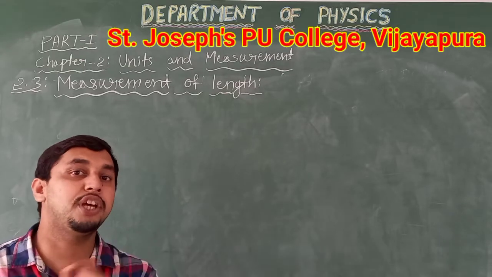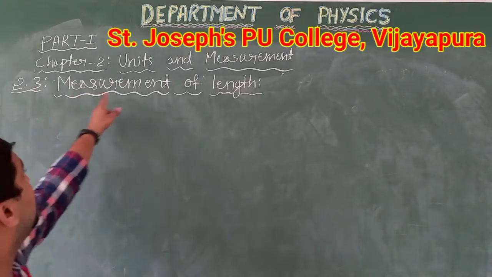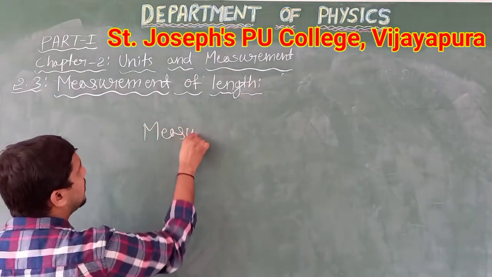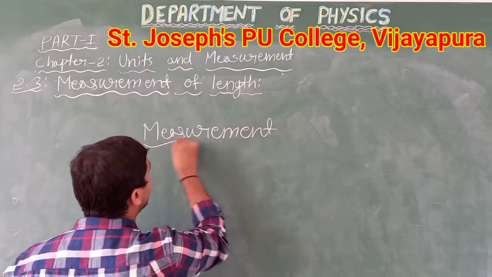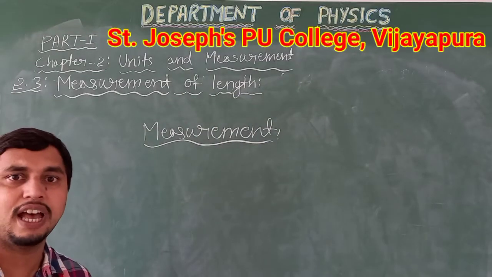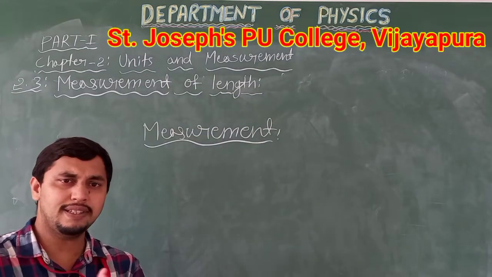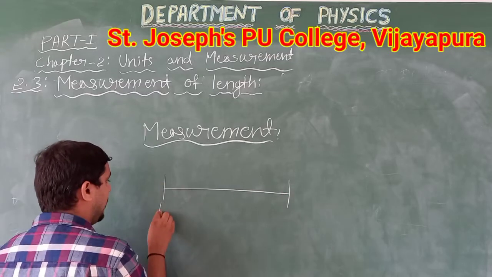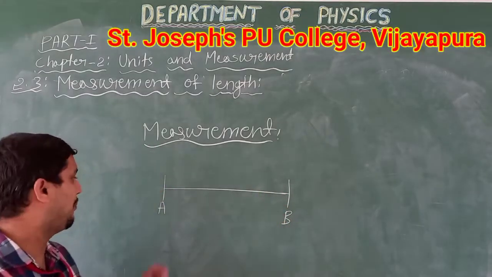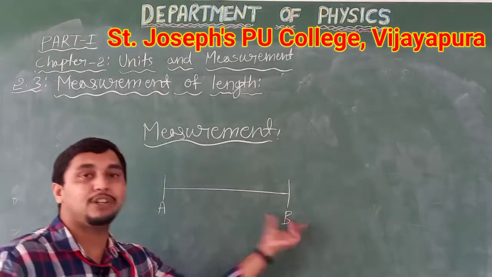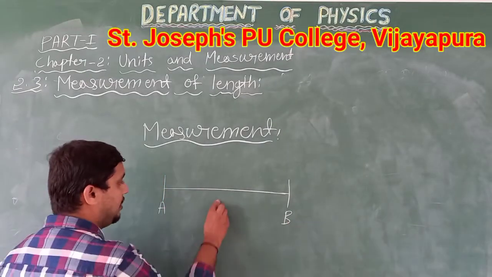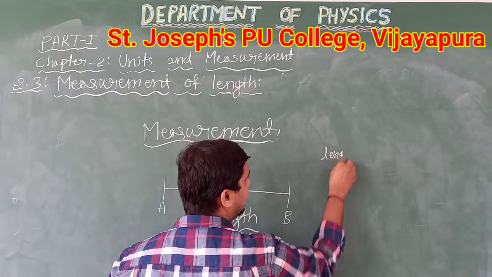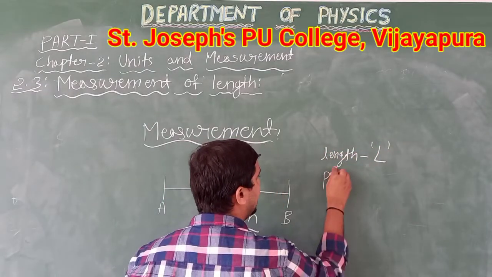Now let us see what measurement is. That is very important. Before going to 2.3, measurement of length, we have to know about measurement. A very simple definition: here I have to measure the length from A to B. I'll take the same example. We already know length, that is L, is a physical quantity.